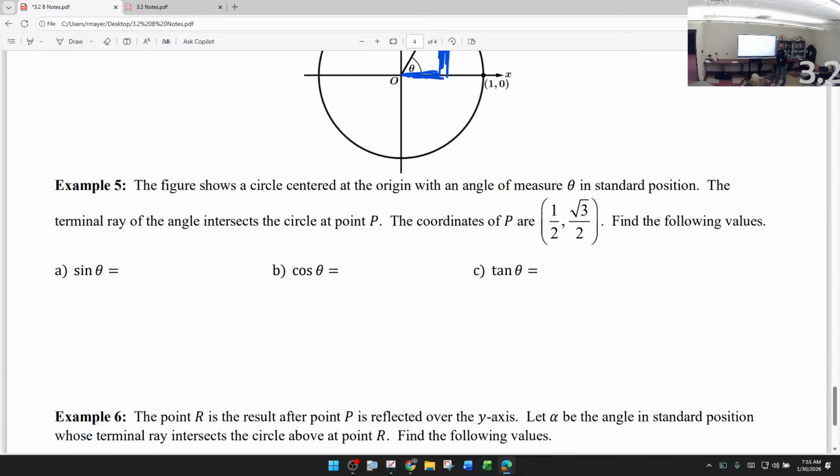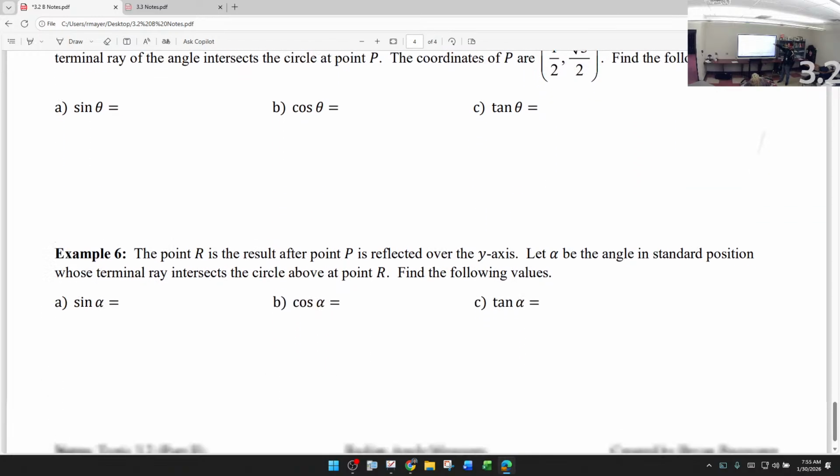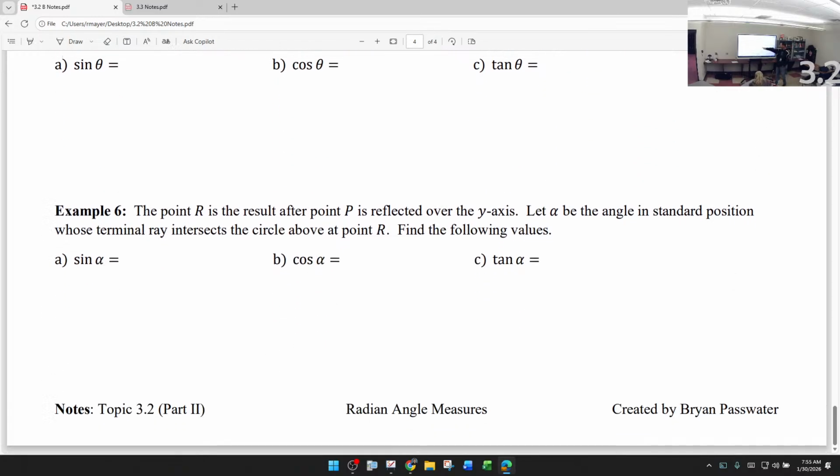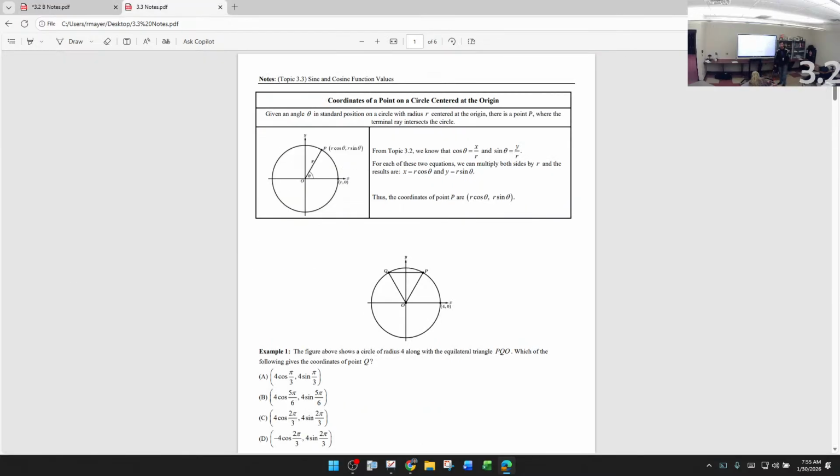I don't care about example number 5. I just went through examples 5, 6, 7, 8, 9, 10 and all of it. You already know that. The point R is a result of done. Okay? Done. So let me hit 3-3, which I think is more important than 3-2b.